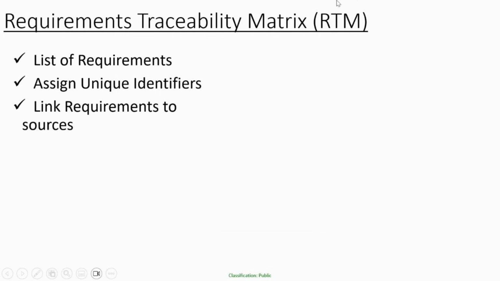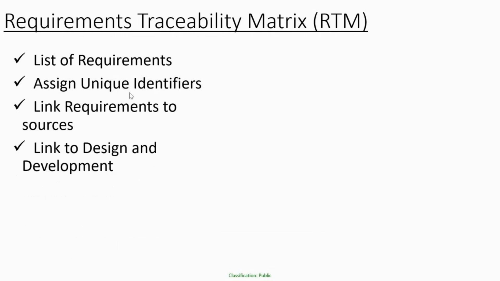You have assigned a unique identifier right here, so you say that for requirement 001, this was the source of the requirement. This gives the context and helps in understanding where each requirement has come from and why it is necessary. The next thing that you need to do is link it to the design and development process.